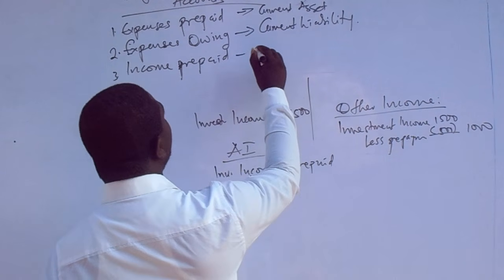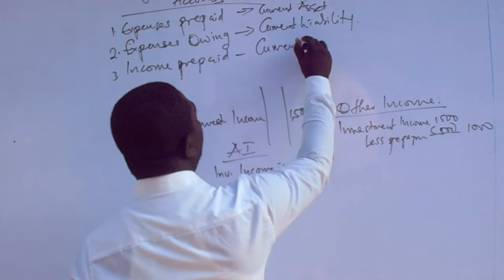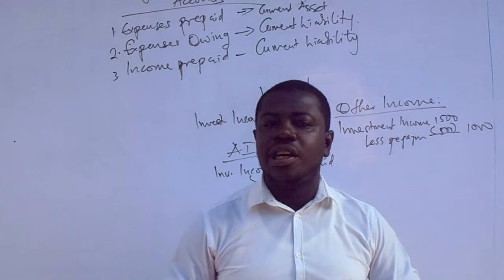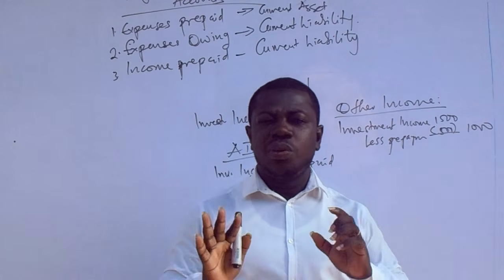So this income prepaid will go as a current liability in the statement of financial position. That will be the second treatment. So let us take notes.